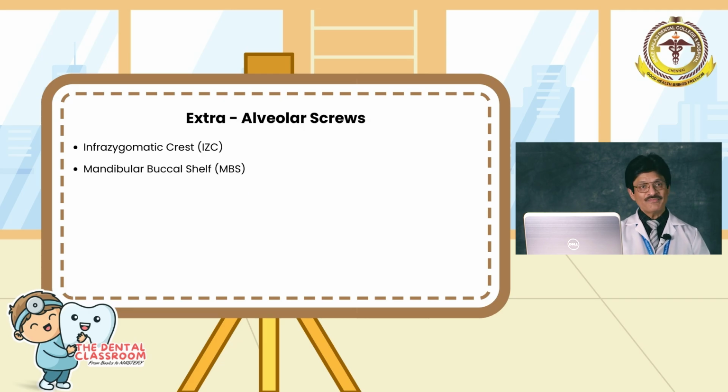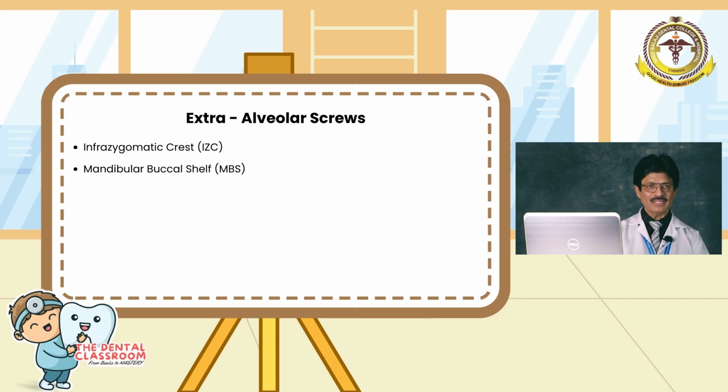So now we have dealt with the sites of placement in the mandible. Now we shall go on to extra-alveolar screws. In my part 2 and part 3, I dealt with sites of placement of microimplants between the teeth. So when the teeth move, the tooth roots can come into contact with the implant.